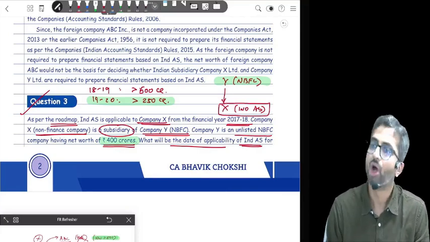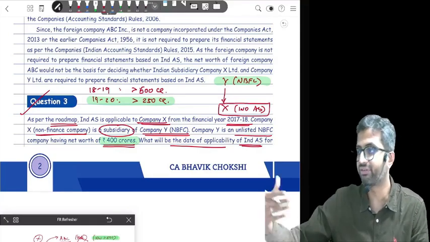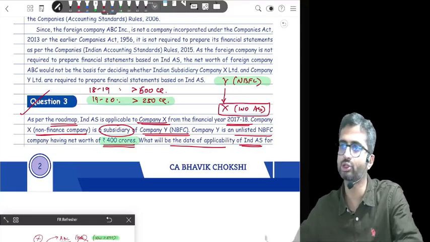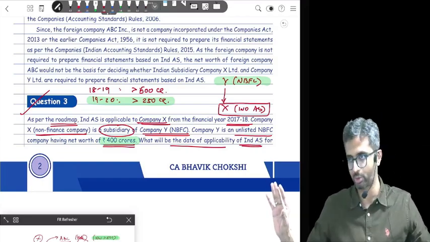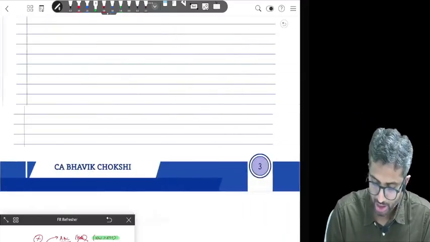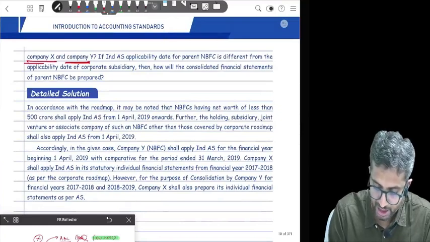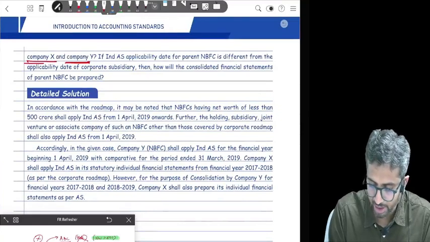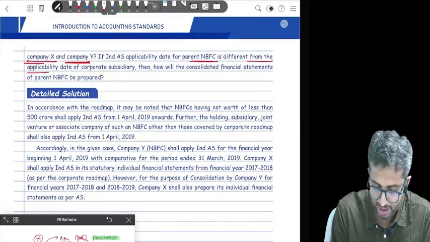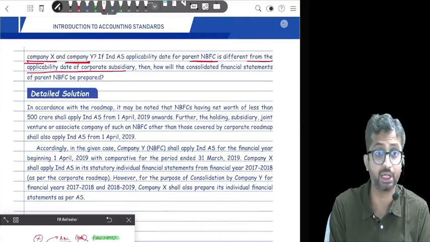Does not matter. Own net worth. It's non-NBFC subsidiaries or non-NBFC parents, you don't have to say. Okay. If the Ind AS applicability date for NBFC is different from the applicability date of the corporate subsidiary, it is different.